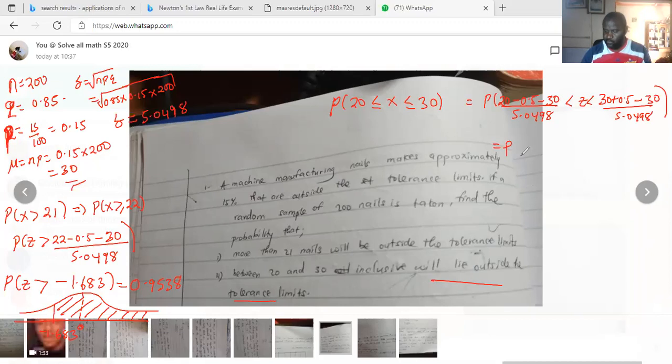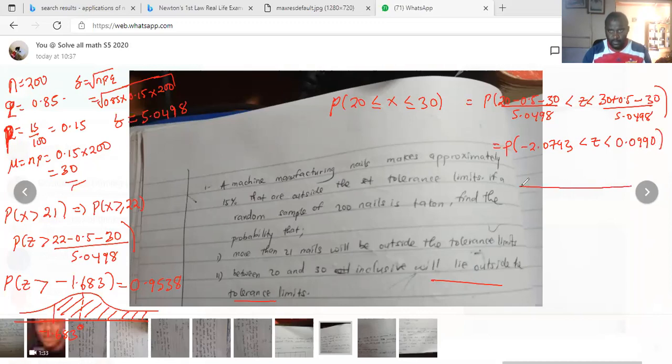Negative 2.0793, less than z less than 0.0990.